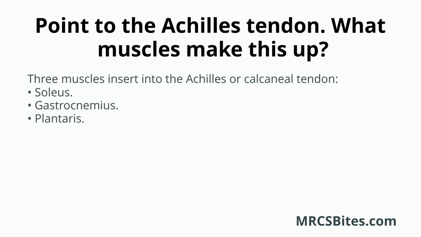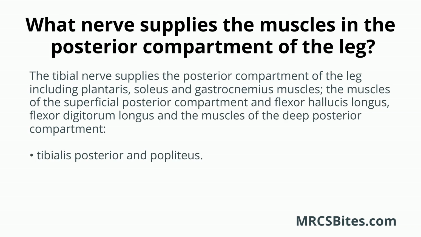Point to the Achilles tendon. What muscles make this up? 3 muscles insert into the Achilles or calcaneal tendon. Soleus. Gastrocnemius. Plantaris. What nerve supplies the muscles in the posterior compartment of the leg?